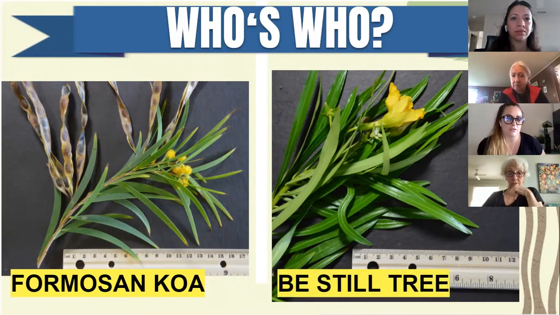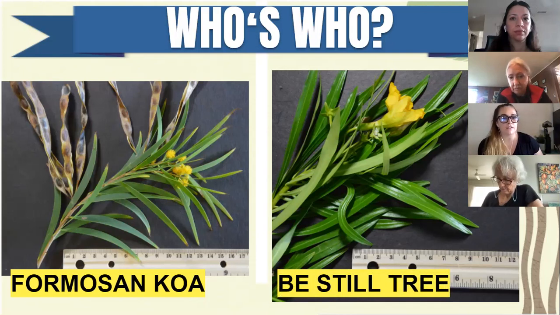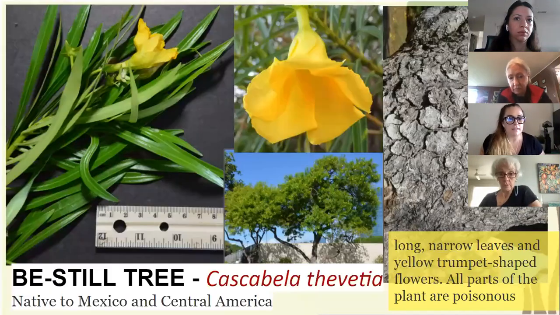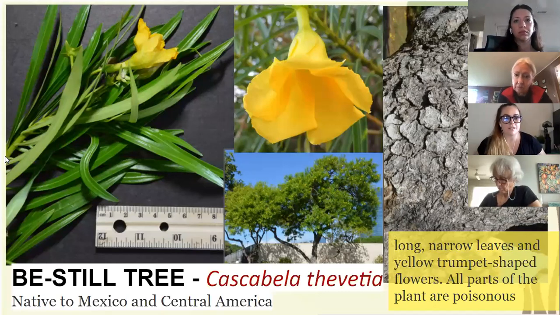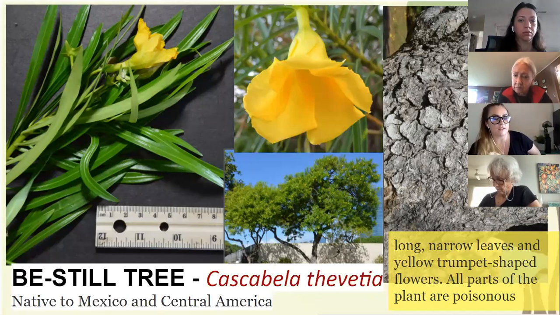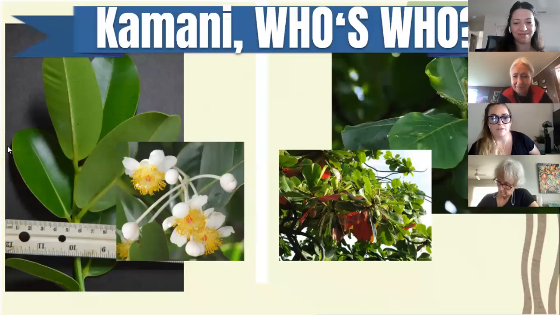This is a bee still tree. So just looking at these compared to each other, you can see the bee still has a lot shinier, darker, vibrant green leaves, and they're not super sickle shaped. They're a little bit longer, kind of like grass. And if you look at the flower right there, it's a trumpet shaped flower, which is actually probably more similar to the first one that we saw than the Formosan koa. But these are in our communities, long narrow leaves, trumpet shaped flowers, and all parts of this tree are poisonous, so don't lick it, which I know some of you are doing.